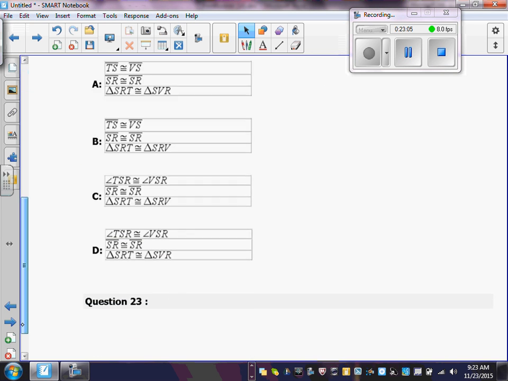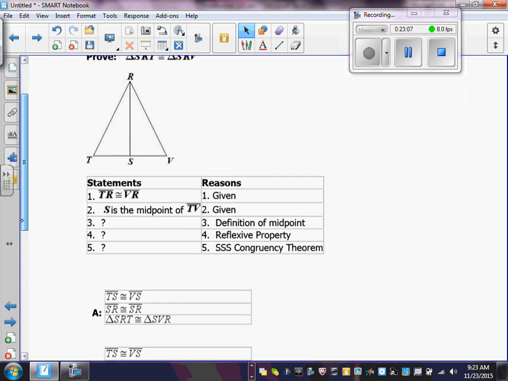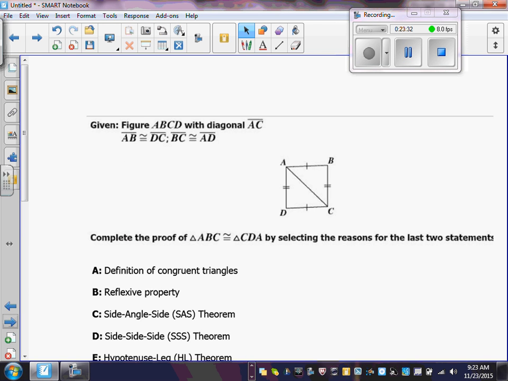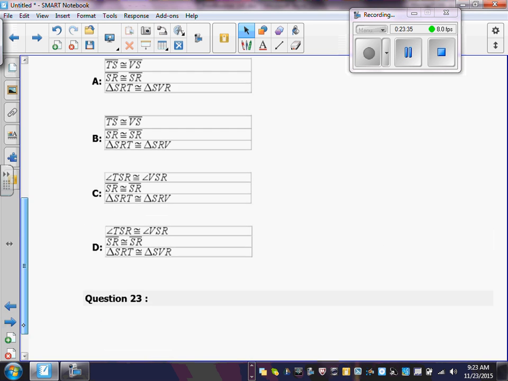So this is the same thing. It's the same kind of problem as earlier, but they're asking you what goes here. The definition of midpoint tells me that TS is congruent to SV. Reflexive tells me that RS is congruent to RS. Then I can say the triangle is congruent to the other triangle by side, side, side. Okay, and I think that's what it is.